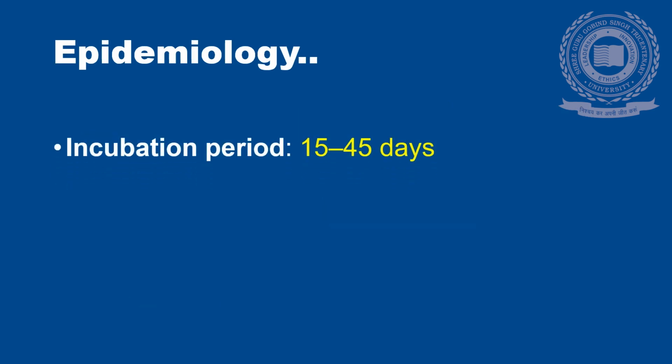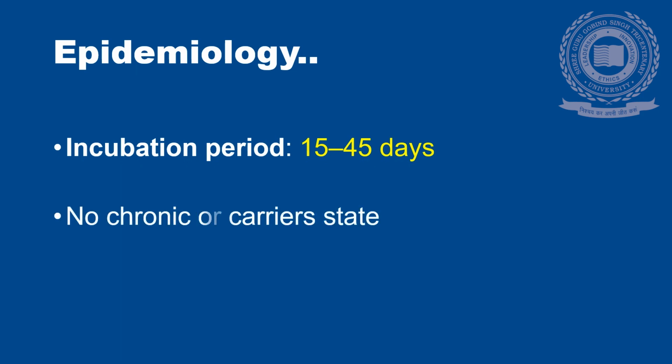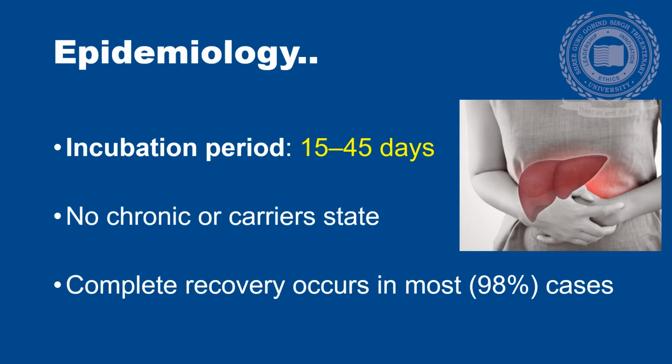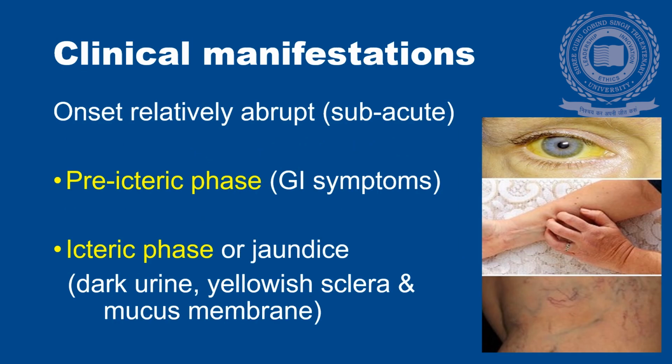The incubation period of hepatitis A is 15 to 45 days. There is no chronic or carrier state. There is complete recovery in more than 98% of cases. The clinical manifestations are relatively abrupt, that is subacute. There are two phases. One is the pre-icteric phase, where there are GI symptoms, and the icteric phase or jaundice, where there will be dark urine, yellowish sclera, and mucous membrane.